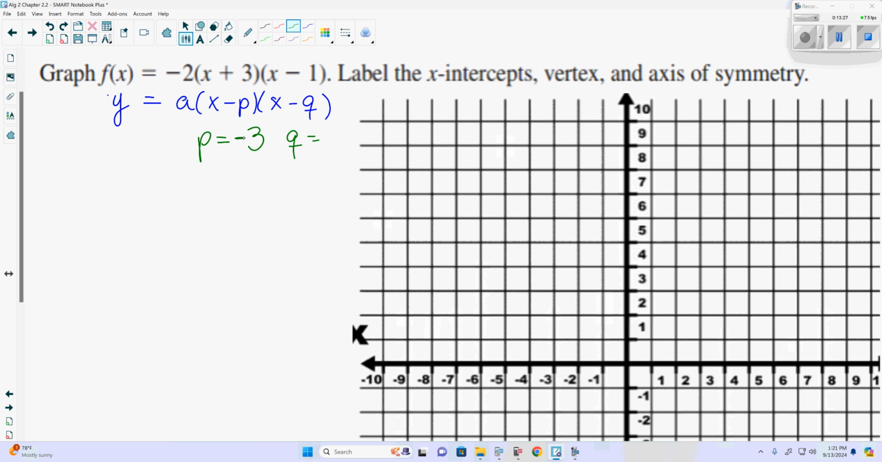Our other one is x minus Q, matching up to x minus 1. So the number for Q would be 1, but would it be positive or negative? Positive, because x minus Q, x minus 1, Q is indeed 1.